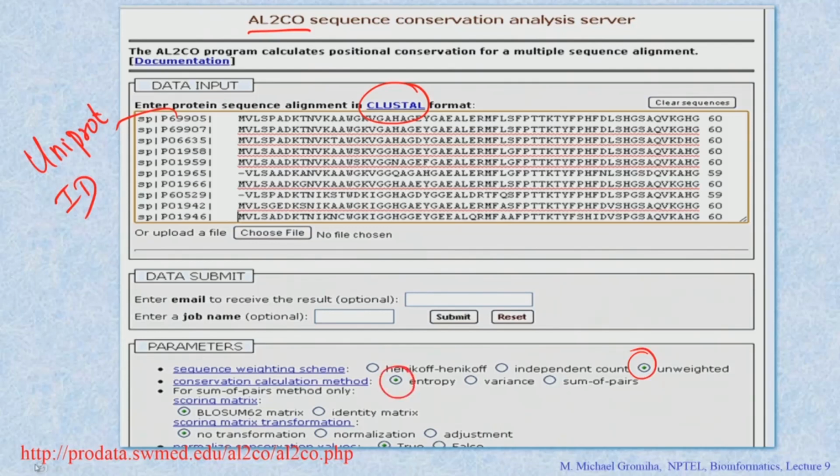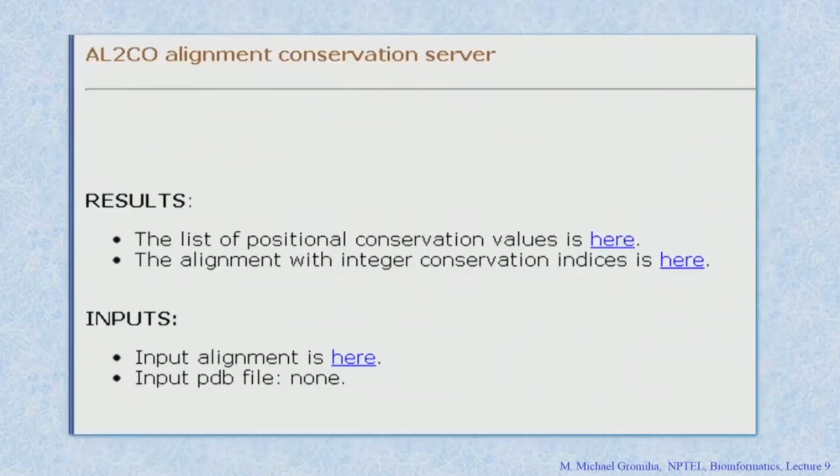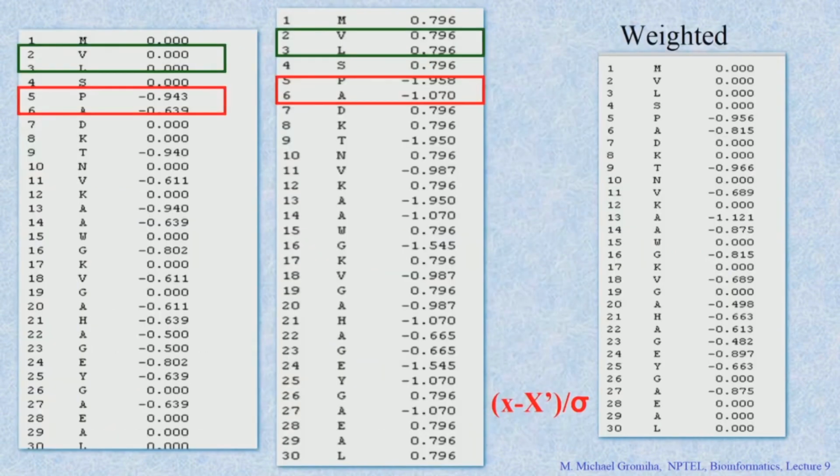So, this is the website where you can get the AL2CO method to get the conservation. If you give the submit button, you will get the data, which gives the positional conservation, or the alignment with the integer conservation, or you can classify into different groups, different numbers. If you want to check your input, the input alignment is here. If you click here, you will get the input alignment, or you can get the positional conservation here. If you go with the positional conservation, these are the different amino acid residues.